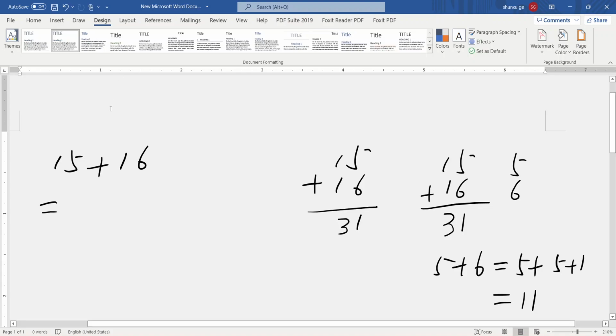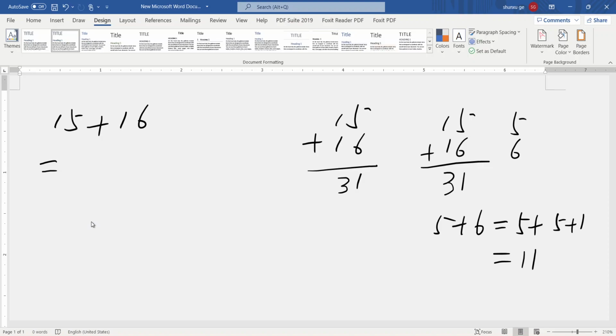Okay, this is about the addition. How about subtraction, how about the minus? 20 minus 15. Okay, 20, we should know, just use the brain to calculate. 15 plus 5 is 20, so that means 20 take 1 time is 10, 10 minus 5 is 5.